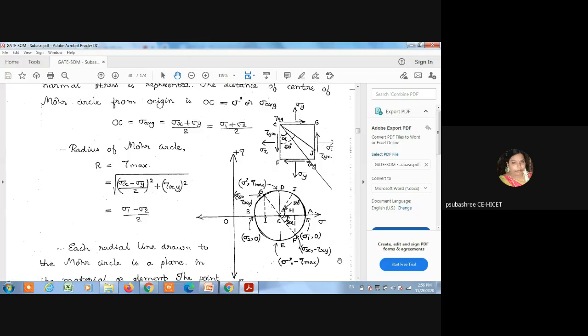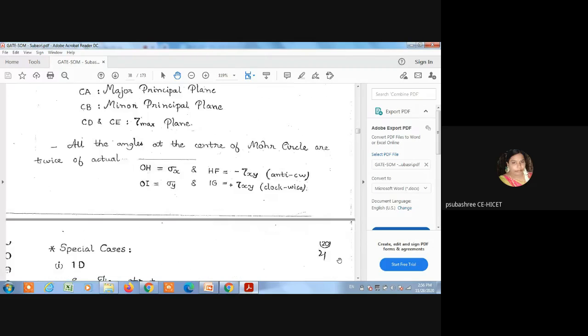And there is one question from Mohr's circle: the radius of Mohr's circle. The capital R, the radius of Mohr's circle, is equal to sigma 1 minus sigma 2 divided by 2. Is it clear?